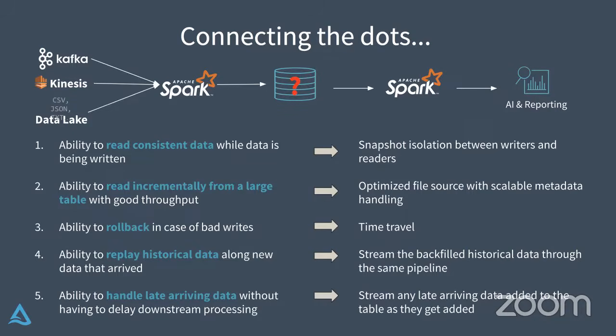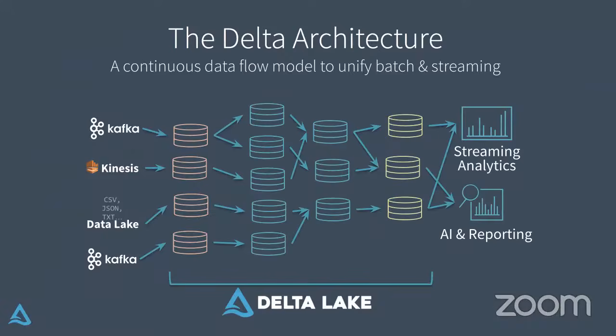And the ability to handle late arriving data without having to delay downstream processing. And in this case, straightforward: stream any late arriving data added to the table as it gets added, right? Because now you've simplified it. So the context here is the Delta architecture with Delta Lake, which allows you to continuously create a continuous data flow to unify your batch and streaming.